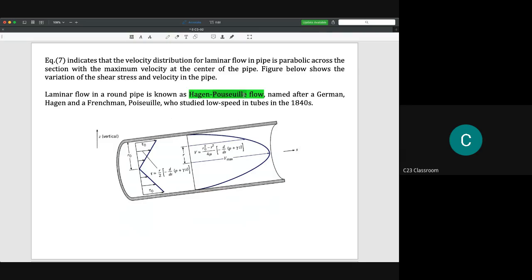This is the spelling for Poiseuille. He was a French scientist who studied the flow of liquids in tubes. In these notes, I would like to show you how the velocity here can be derived, and also how the shear stress can be obtained from this situation.